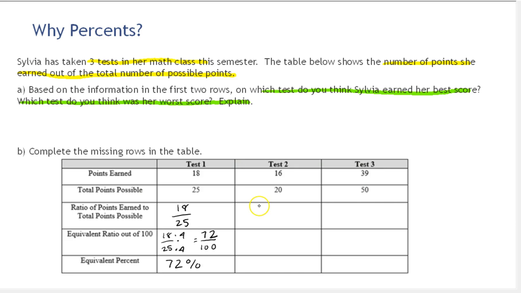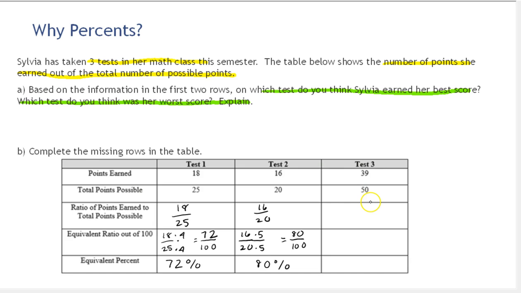Let's do the next one. 16 out of 20 is our ratio. If we want to write that as an equivalent ratio out of 100, we want to think, what do we multiply 20 by to get 100? That would be 5. And 16 times 5 is 80. So on this test, she earned 80%.